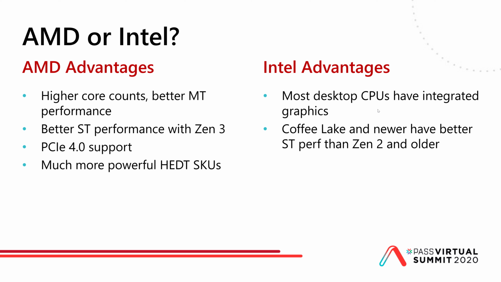Now, Intel really doesn't have that many advantages. I had to think about it for a little bit, but most Intel mainstream desktop CPUs have integrated graphics. And if you are not going to have a GPU-dependent workload, you don't really need a discrete video card. And so the ability to run off the integrated graphics for your lab machine is a way to save some money. And then Coffee Lake and newer Intel CPUs have slightly better single-threaded performance than AMD Zen 2 and older CPUs. So if you're looking at Zen 2 and older versus Intel Coffee Lake and newer, Intel has better single-threaded performance. So that's one advantage for Intel.